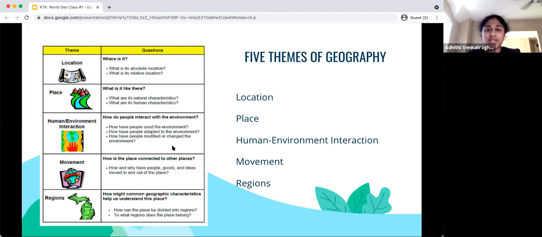The fourth theme of geography is movement. So how is this place connected to other places? How and why have people, goods, and ideas moved in and out of the place? And here we'll be looking at things like manufacturing, production, immigration.